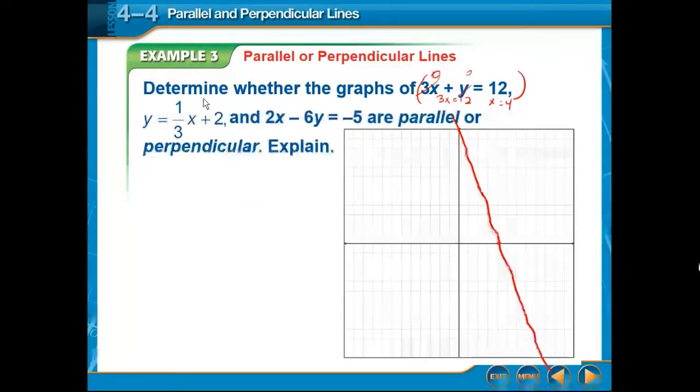Okay, if I want to graph this one, this is slope-intercept form, so I can graph my intercept of 2, and then it has a slope of 1/3. So from there, it goes up 1 and forward 3, up 1, forward 3, and I get this line going like this.